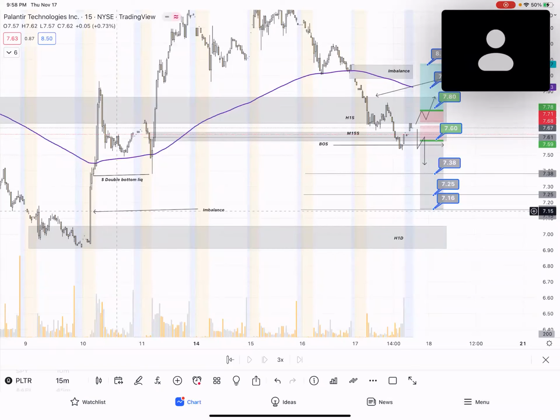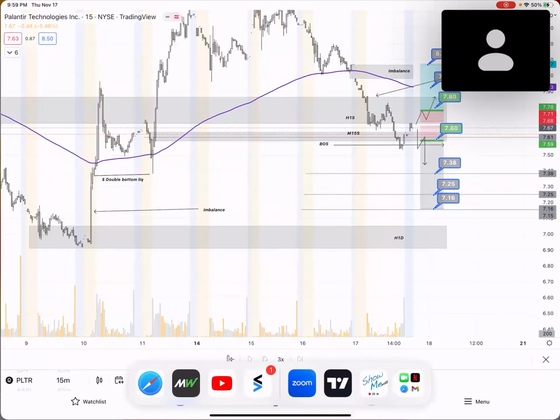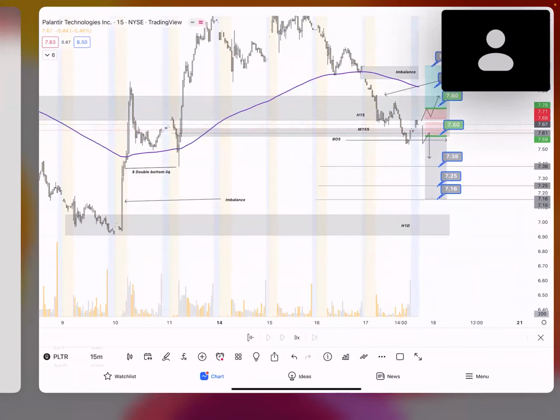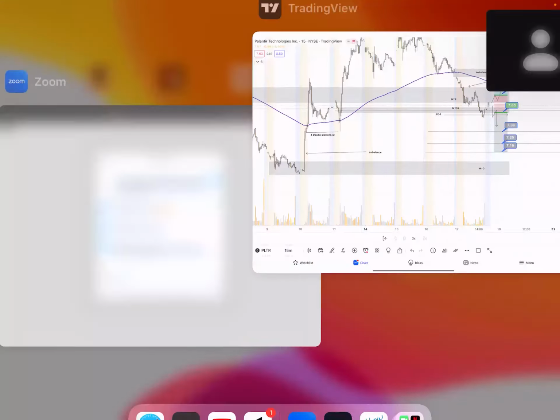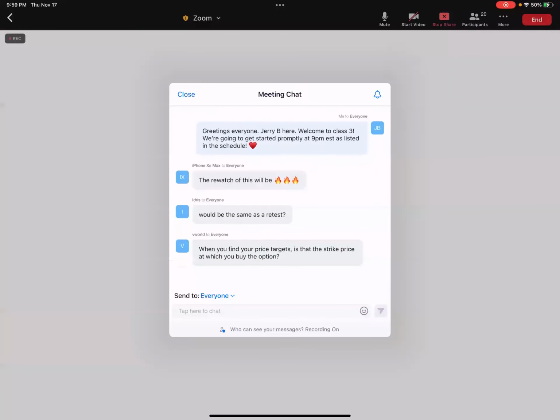I will automatically be in the money as soon as price breaks under 7.8, 7.7. So I like to calculate when I will be in the money after hitting one of these reasons for price to return back down to the downside or upside. So in this case, it's to target this double bottom as well as filling this imbalance. So 7.5 will put me in the money somewhere between 7.38 and 7.25. Does that answer your question, Mr. V World?